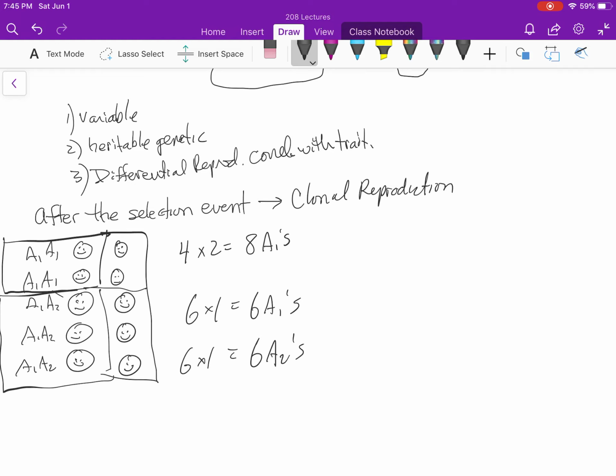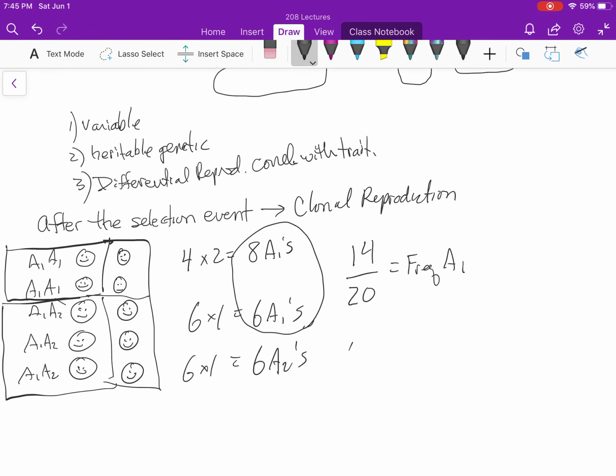All right, so that means that if we want to calculate the frequency of A1, we have 14 out of 20 equals the frequency of A1. And down here below, we would have 6 out of 20 is the frequency of A2. And 14 out of 20 is equal to 7 out of 10 equals 0.7. And this is equal to 3 out of 10, which is equal to 0.3.